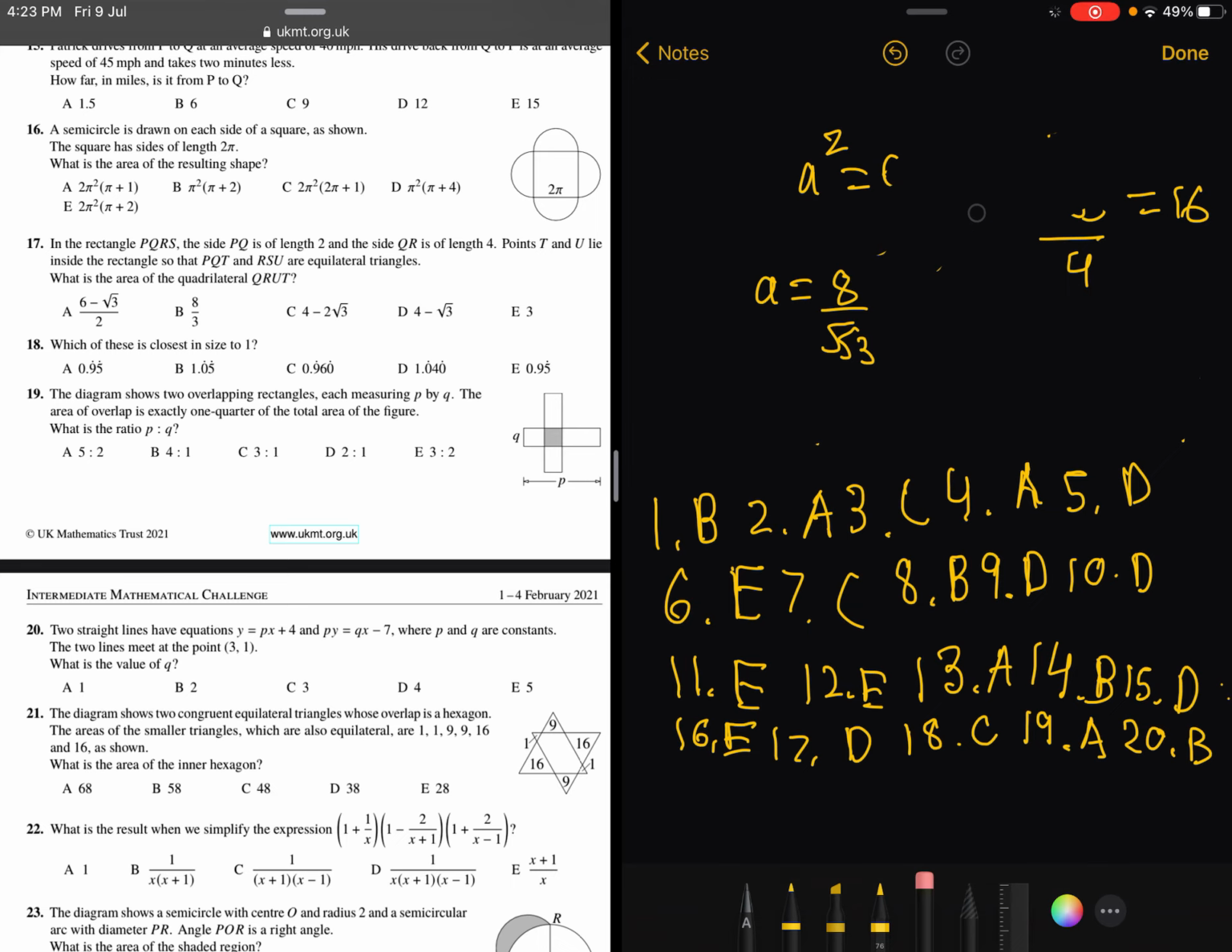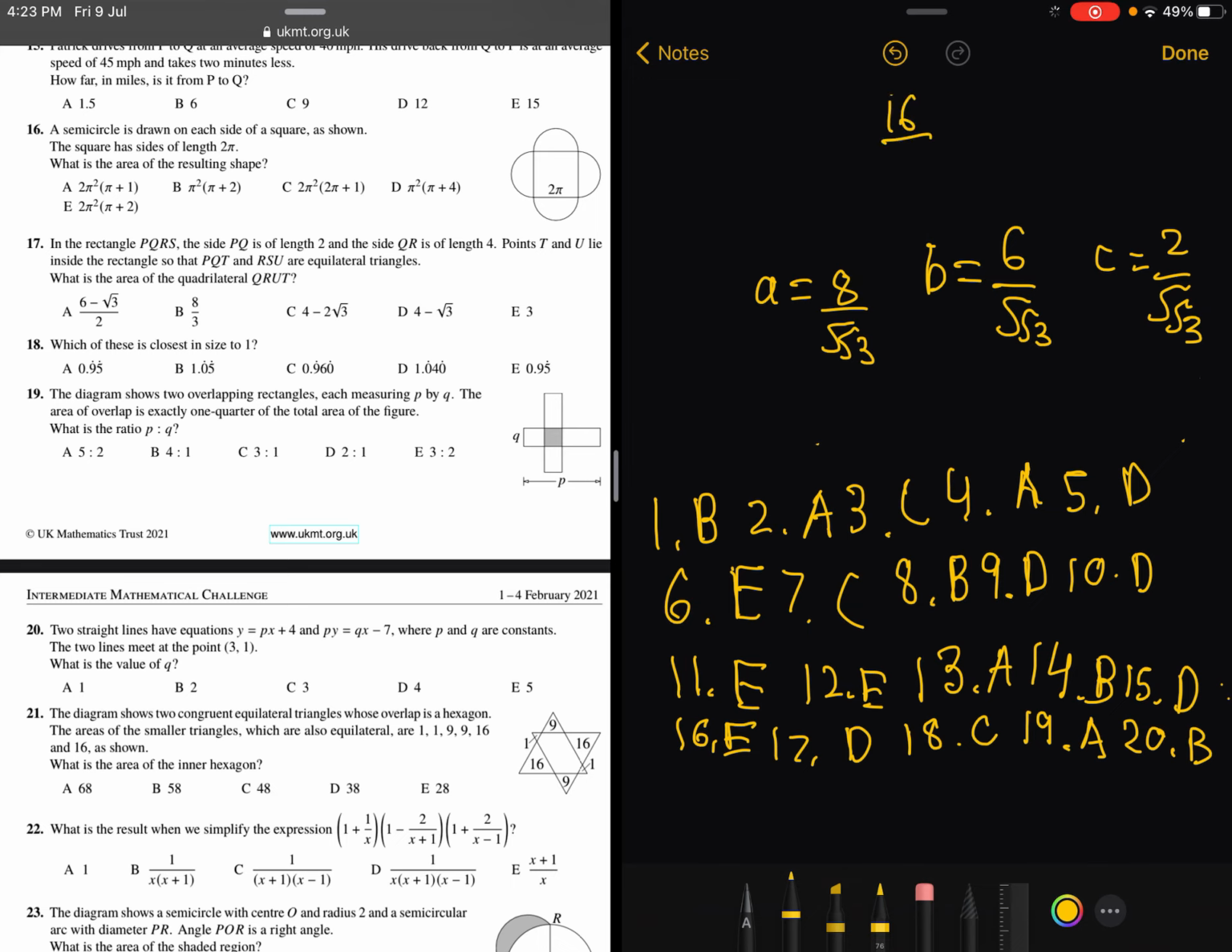Similarly, we can do that for the rest of them. So let's call the other side length B and the third side length C. B is equal to, so 4 squared is 16, and we got 8 as A is equal to 8 over root of root 3. So for the other one, it will be 6 over root of root 3, and C will be 2 over root of root 3. Summing all of these together will give us the side length of the larger triangle, which is 16 over root of root 3.